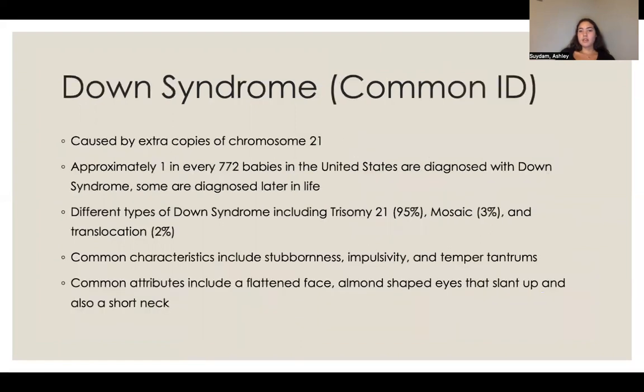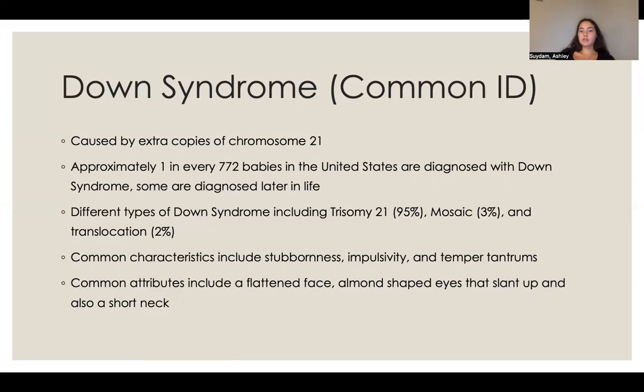Down syndrome is a common intellectual disability. It's caused by extra copies of chromosome 21, and approximately 1 in every 772 babies in the United States are diagnosed with Down syndrome, while others are diagnosed later in life.